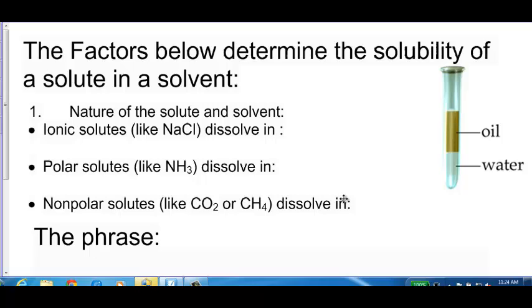Remember, we made our red, clear, and blue flask with our water, our oil, and our alcohol. So the major determining factor in whether or not something dissolves is its polarity. Okay? What we mean on the notes where we say the nature of the solute and solvent, we're referring to the polarity of those substances.